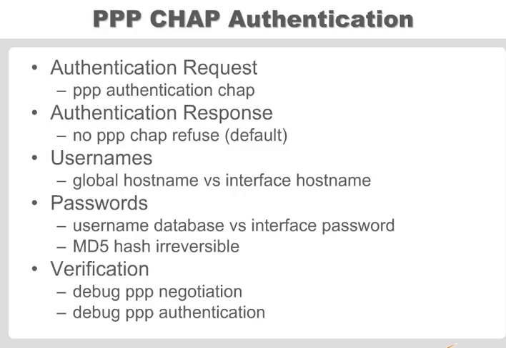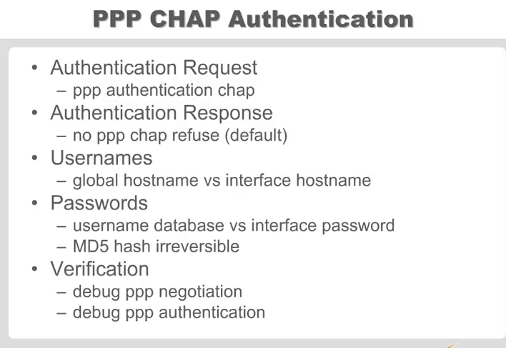Now, CHAP being another authentication method for PPP, again having the same sort of functionality, having the authentication request and the authentication response, the default being to respond to the request. The request being configured on one side, PPP authentication CHAP, and that side would challenge. If you have PPP authentication CHAP on both sides, then both sides would challenge.